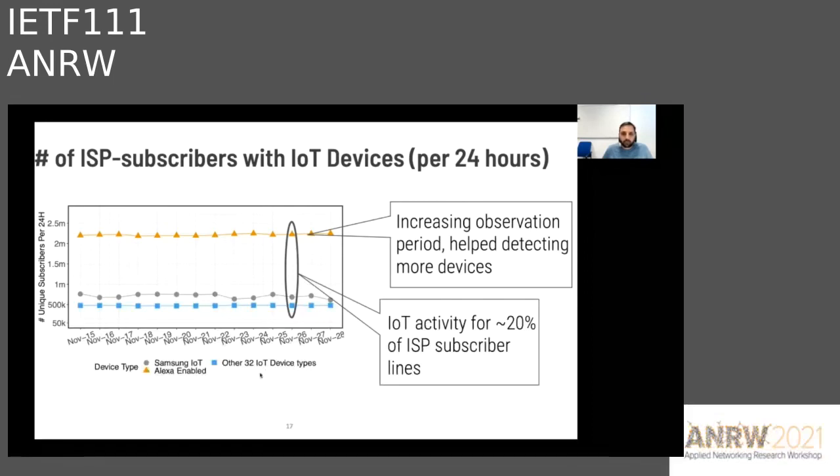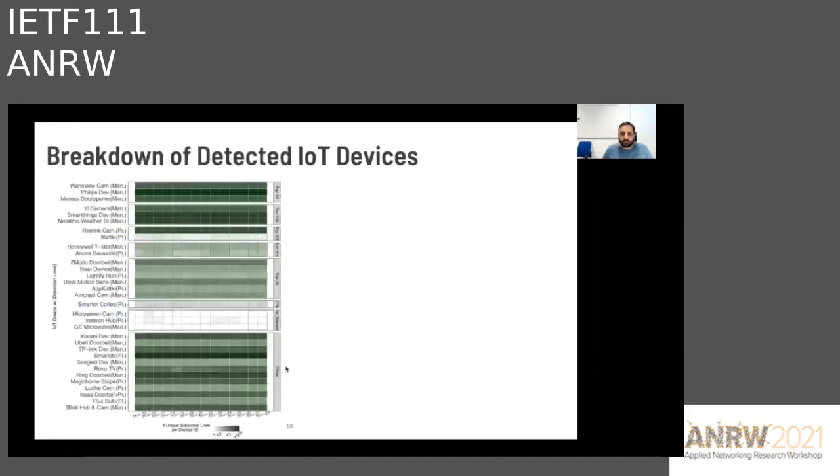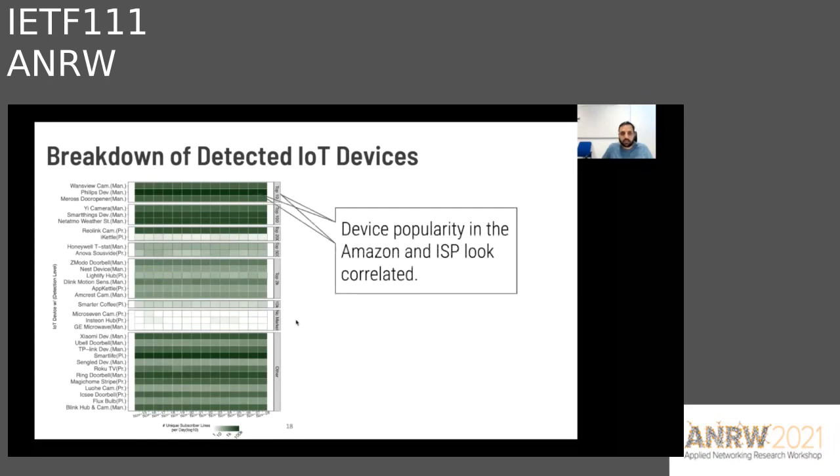Now, if we zoom in on these 32 IoT device types, we will have this plot. Here, in the left part, in the y-axis, we see each individual device. In the x-axis, again, the number of devices per day, 24 hours, and they are also categorized according to their ranking in the Amazon ranking in the country of the ISP. For the ones that we didn't find a ranking, they are put into the other category. What we see here is that device popularity in Amazon and the ISP look correlated.